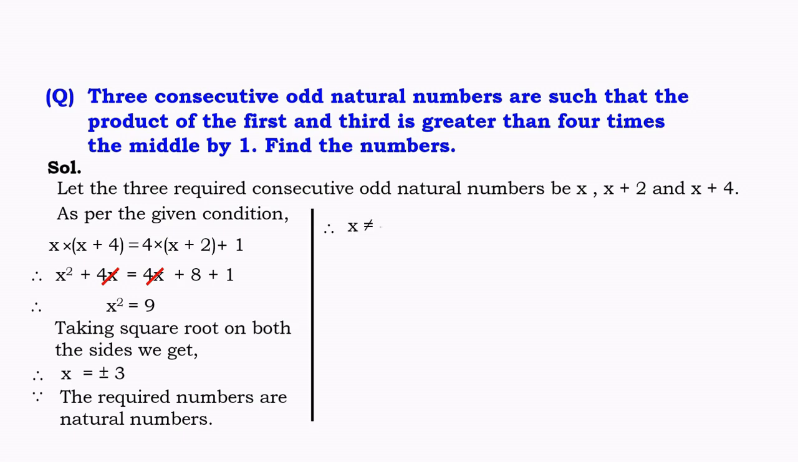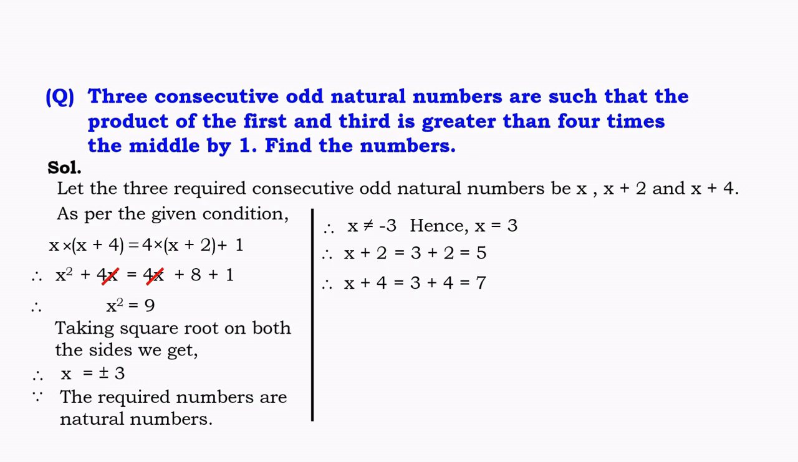Since the required numbers are natural numbers, minus 3 cannot be accepted. Therefore, x is equal to 3. Substituting this value, the second number becomes 3 plus 2, which is 5. The third number becomes 3 plus 4, which is 7. Hence, the three consecutive odd natural numbers are 3, 5, and 7.